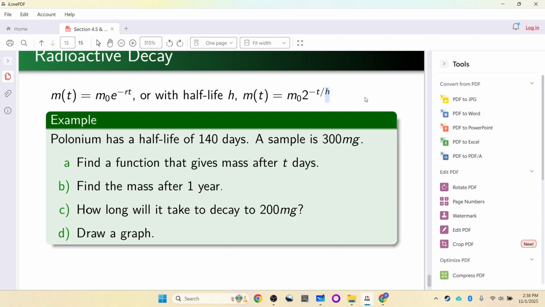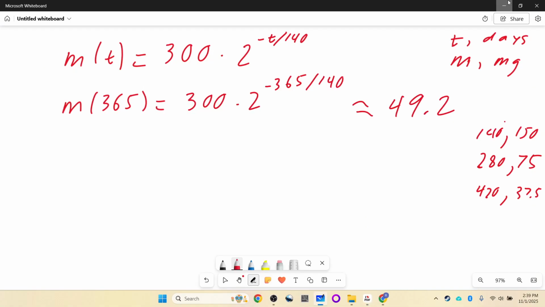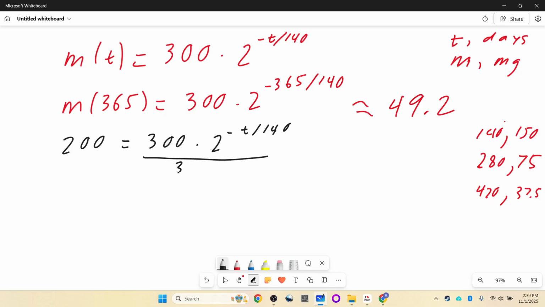How long would it take to decay to 200 milligrams? So we would set that equal to 200. 200 equals 300 times 2 to the negative t over 140. There's a multiplication. There's an exponent. Order of operations says we undo the multiplication first. Divide by 300. So we get 2/3 equals 2 to the negative t over 140.